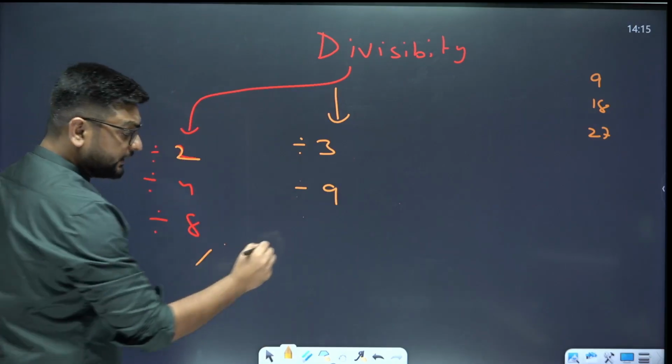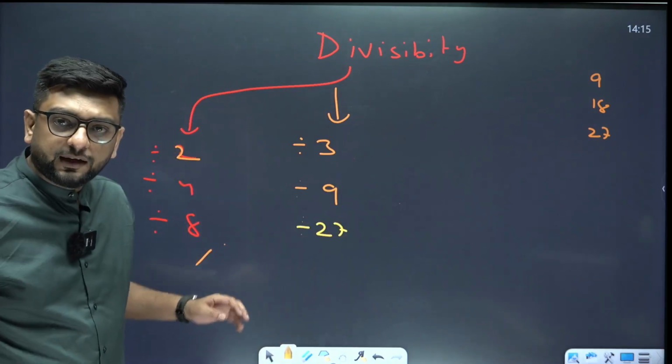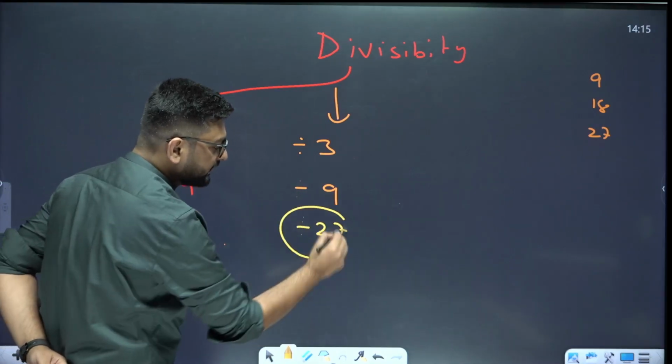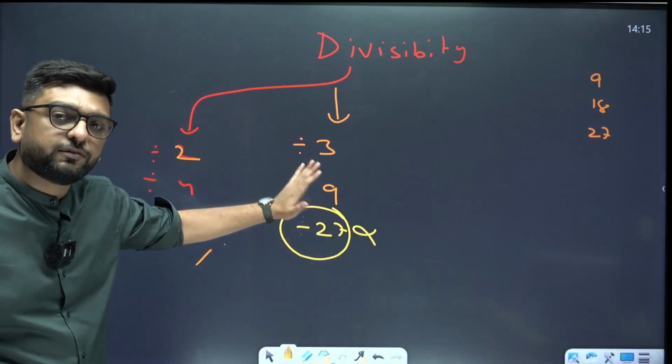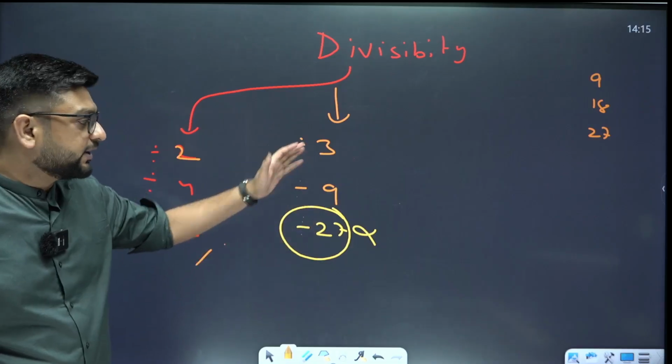And the third, if there is a divisibility of 27, we cannot say that it will work in the same way. So this has another method. It is not possible to do it in the same way as we are doing for 3 and 9. So do not do 27 as we are doing it for 3 and 9.